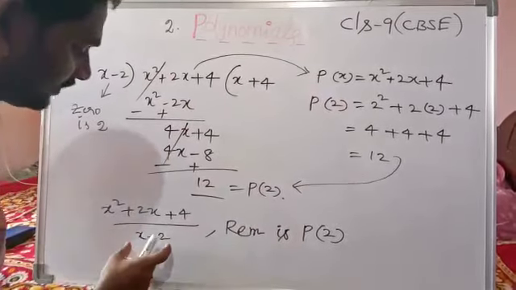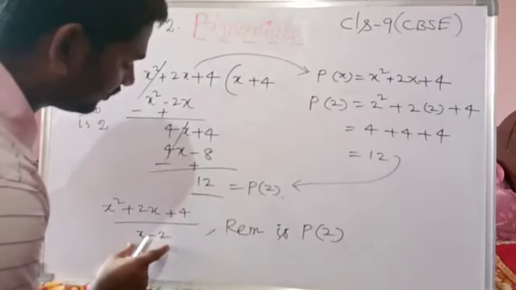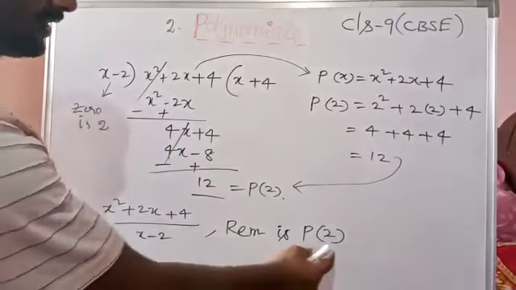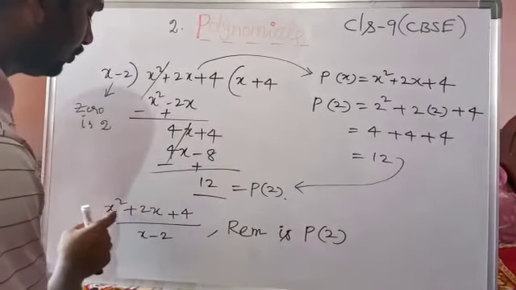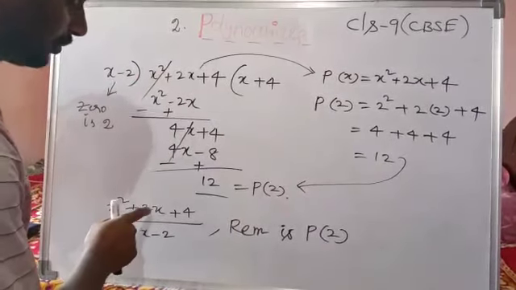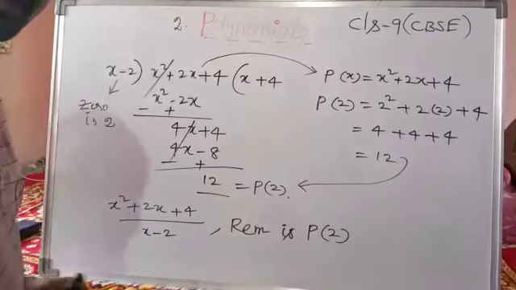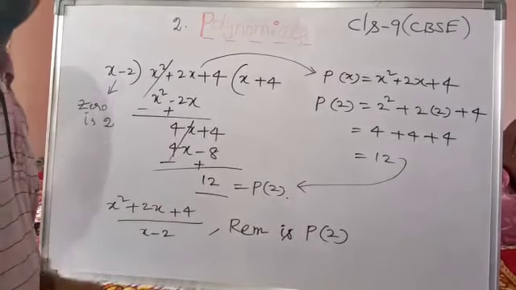See students, this is x minus 2. Find the zero of the denominator first. So here zero is 2. After that find p of 2. For that we have to take the numerator or dividend as p of x. Take this as p of x, then find p of 2. Then this p of 2 is the remainder of this polynomial, students.